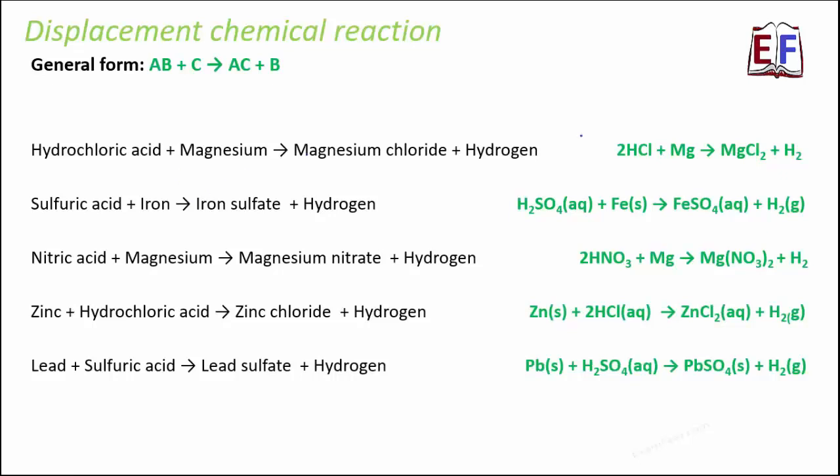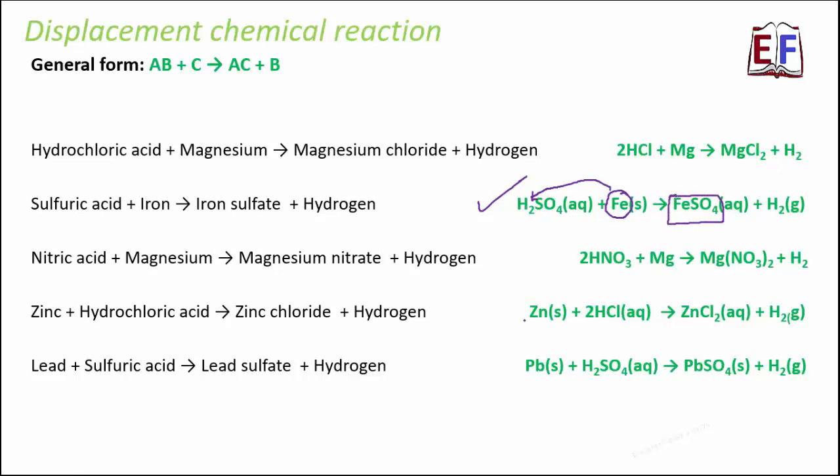So here, let's randomly pick one of these and see if displacement takes place in them or not. Let's talk about sulfuric acid and iron. H2SO4 plus iron gives ferrous sulfate, that is FeSO4, plus H2. So what's happening here? Iron is actually kicking out hydrogen from this compound and taking its position. So instead of hydrogen, you have iron now, and it forms iron sulfate.